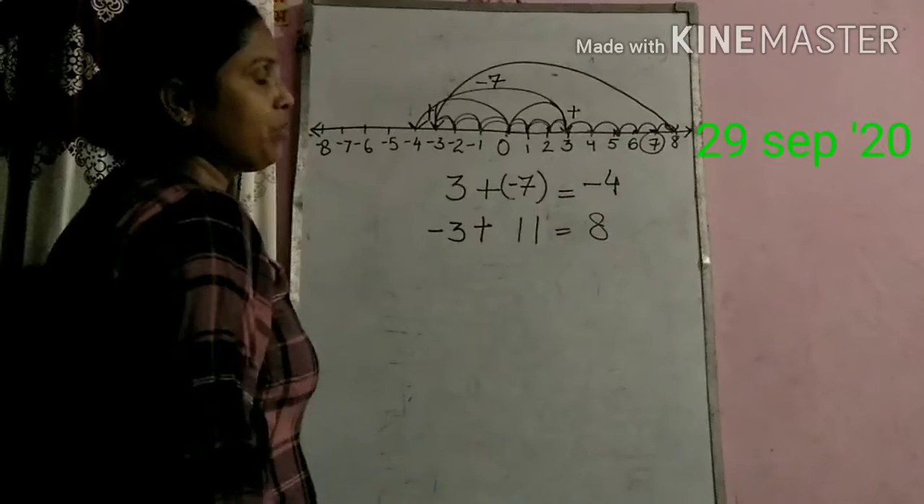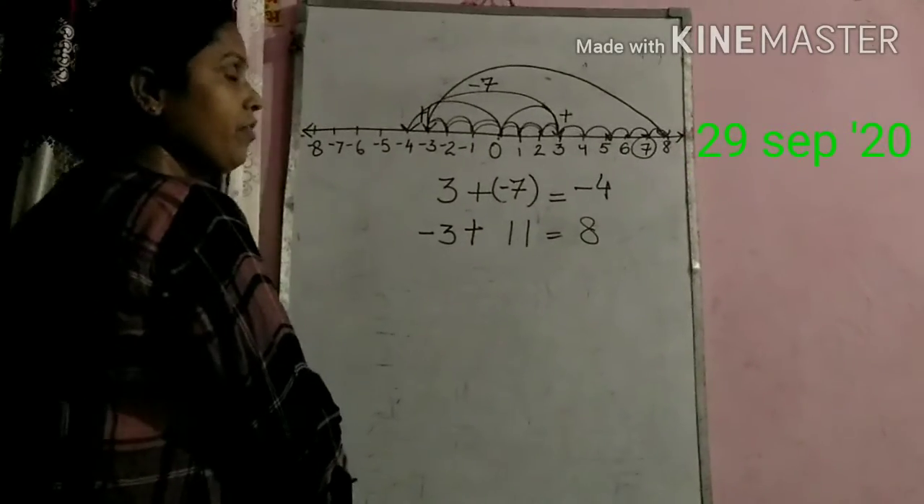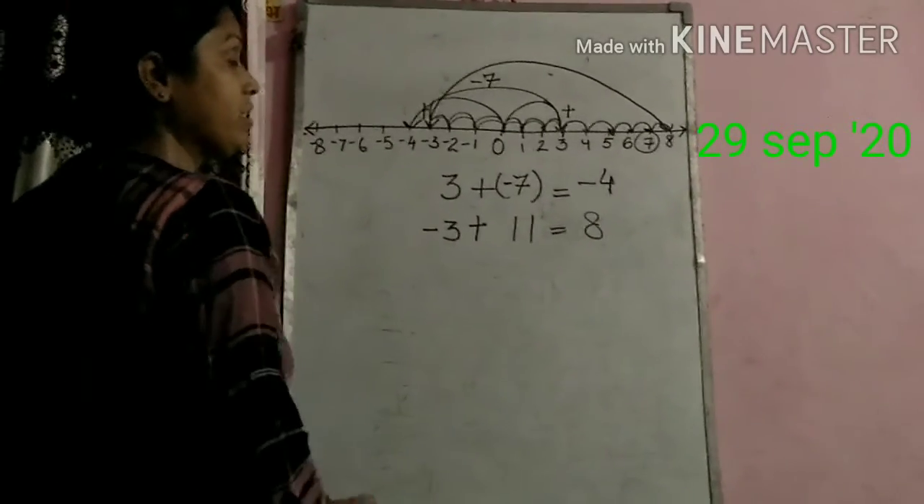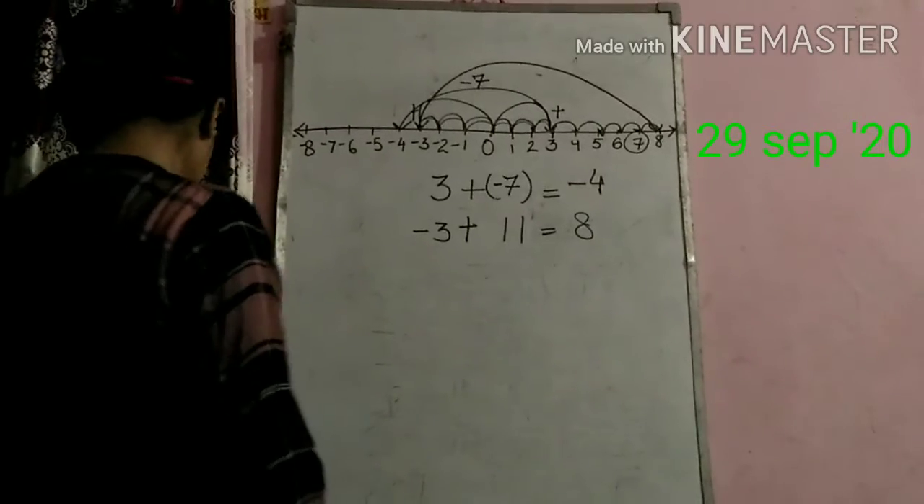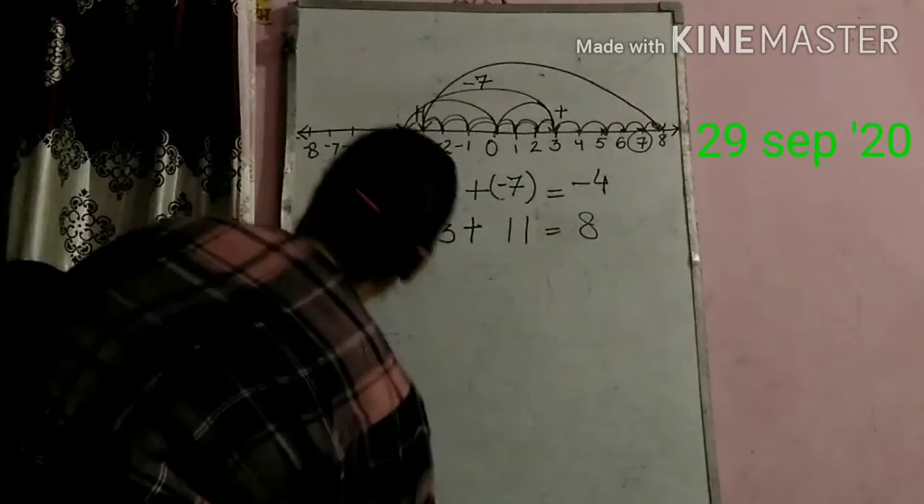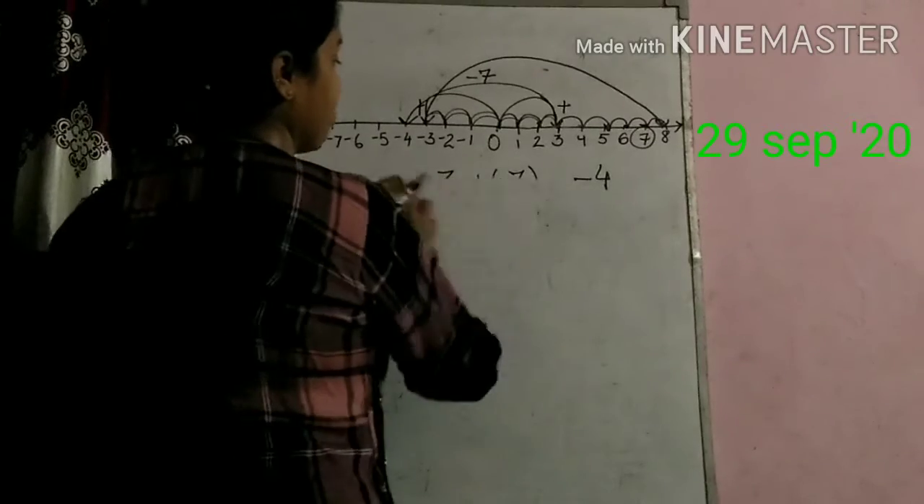This is how you are going to write the addition expression if it is expressed on the number line. Then let's take one example.